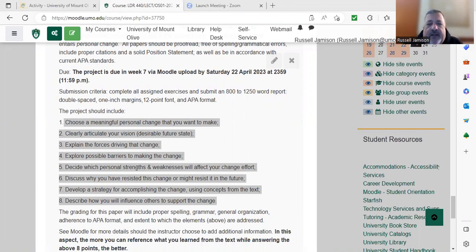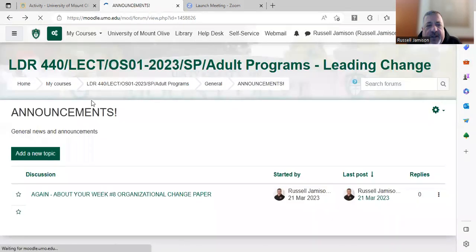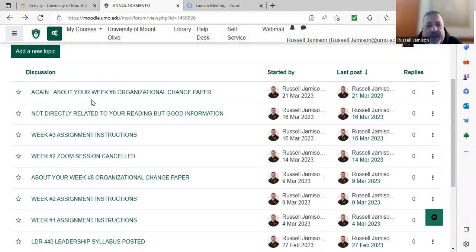In other words, I give you these word count or page numbers, not as a grading mechanism, but for you to get an understanding of how much to apply to your effort. All right. I grade on content. Again, that fundamental relationship. What you're arguing, what you're saying, what personal change you want to make, how you articulate your vision, explaining the forces driving that change, the barriers, okay, all these things. Again, that fundamental relationship, the conclusion, what you're writing, and the evidence used to support it. Okay, from there, we're talking about the issue of your week 8 paper.